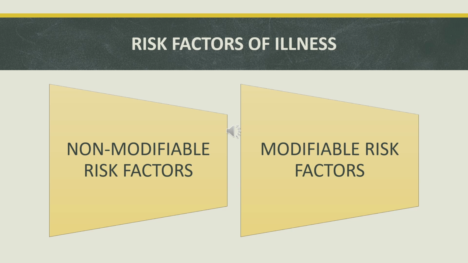By the term we can understand, non-modifiable risk factors are those that cannot be controlled or changed, whereas modifiable risk factors are those that you can control or that you or I can change. Now let us look into these risk factors in detail.